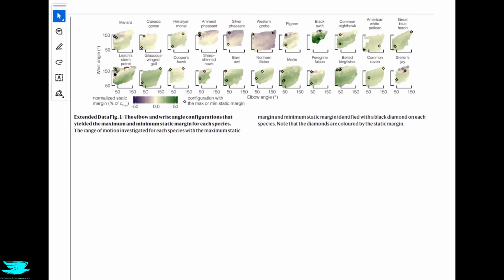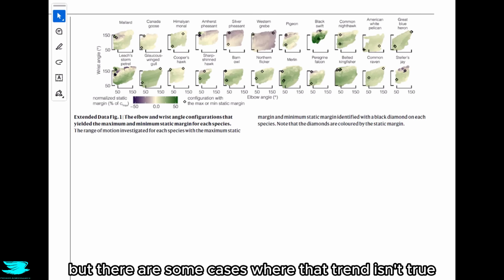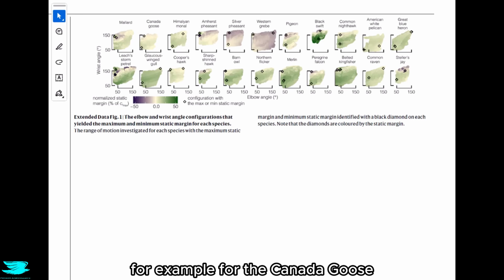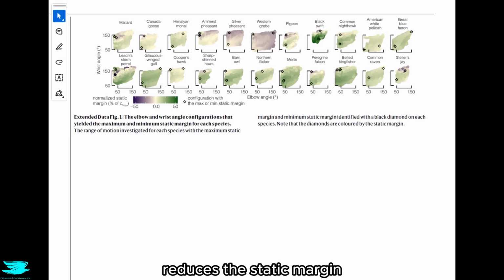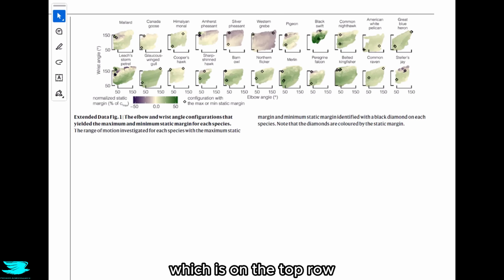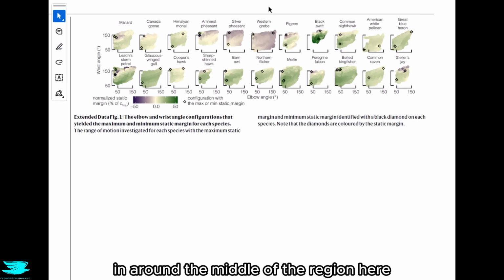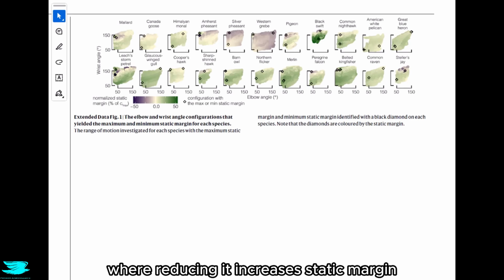The thing that interests me the most is that there's kind of this general trend where as the wrist is angled less, the static margin increases. So the bird becomes more stable. But there are some cases where that trend isn't true. For example, for the Canada goose, which is the top row second from the left, there's a sweet spot where reducing the wrist angle even more reduces the static margin. The same as for the regular pigeon as well, which is on the top row and around the middle of the region here. For the elbow angle, there is also a strong trend where reducing it increases the static margin.